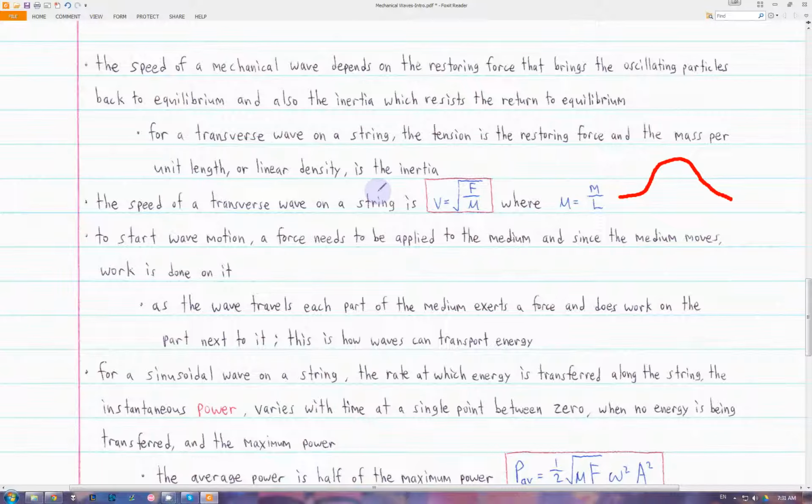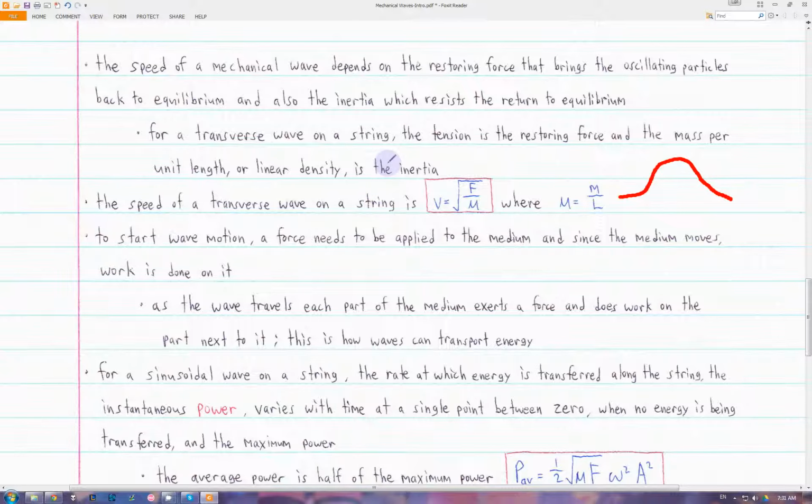And the speed also depends on the inertia of the medium. If the medium has a higher inertia, then it's harder to get the particles to oscillate with a certain speed, so the wave as a whole will travel slower.